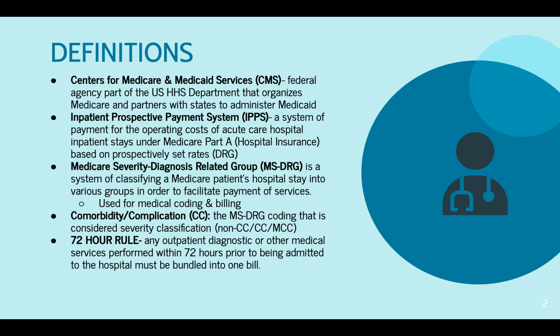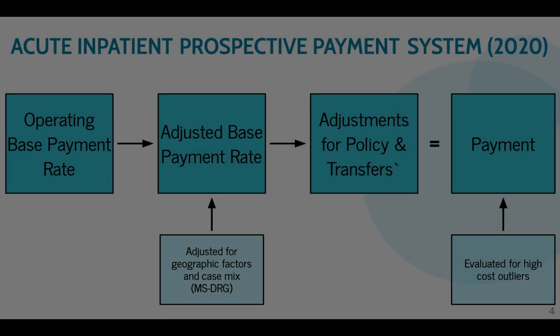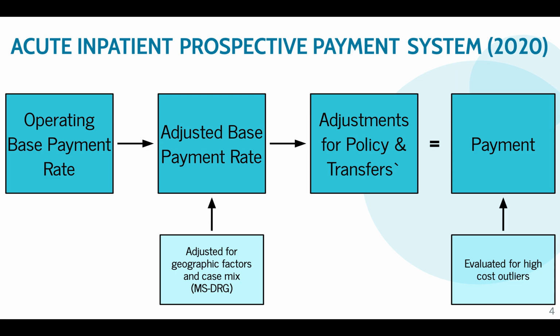To go along with that, we have CC, comorbidity and complication, which goes with MS-DRG, which is classifying the severity of patient illness. Lastly, we have the 72-hour rule, which basically states any medical services within 72 hours must be bundled together on one bill. These numbers represent some important figures within the hospital acute inpatient services. This is an overview flowchart showing the certain adjustments that go into getting the final payment that a hospital receives, and our next few slides will go over the individual adjustments.